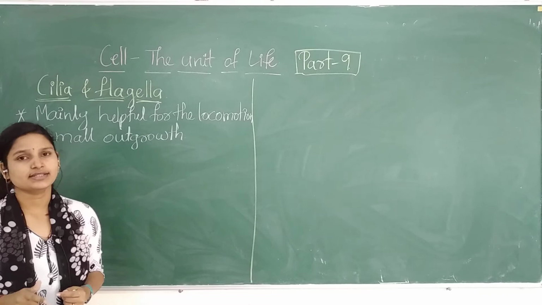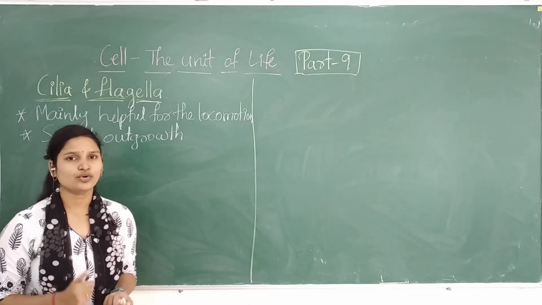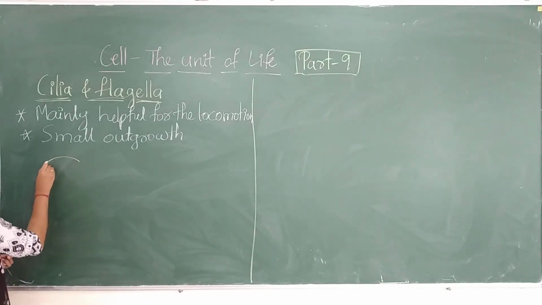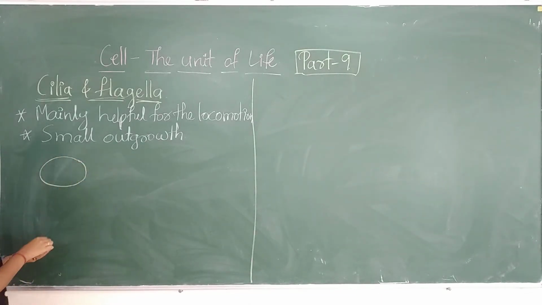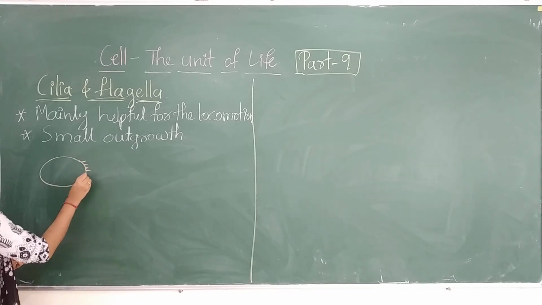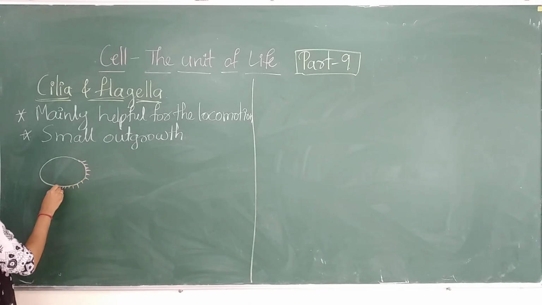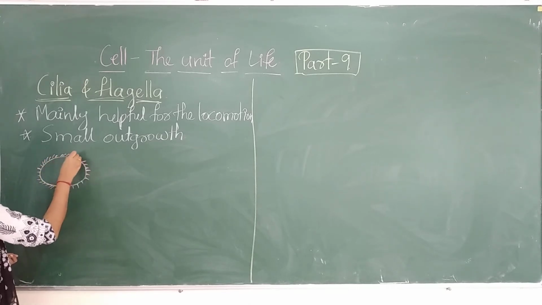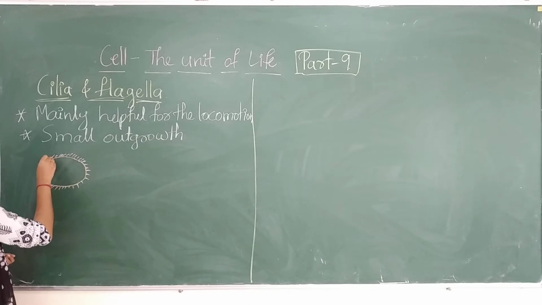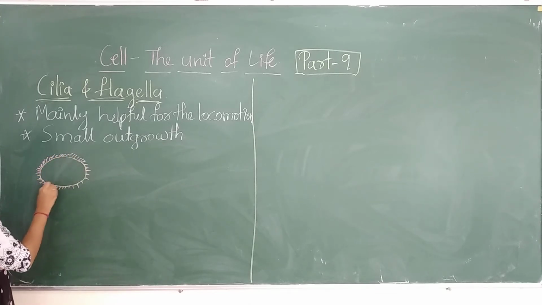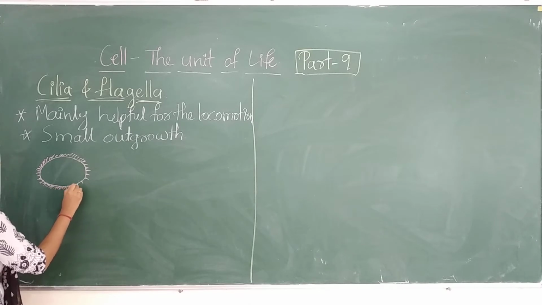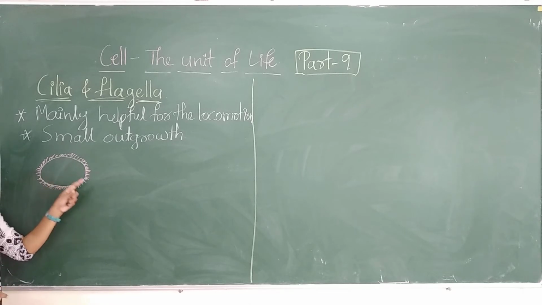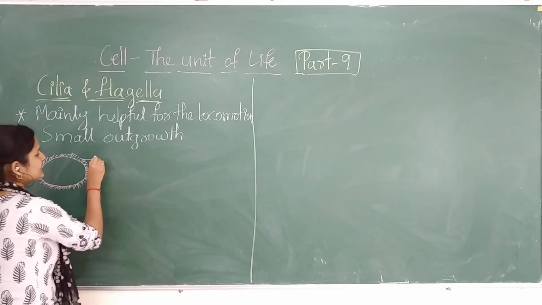The similarity is that both are used for locomotion, but the dissimilarity is, if this is an organism, these kind of outgrowths, numerous small outgrowths will be there. You cannot even count, numerous outgrowths will be there. These kind of small outgrowths we call cilia.